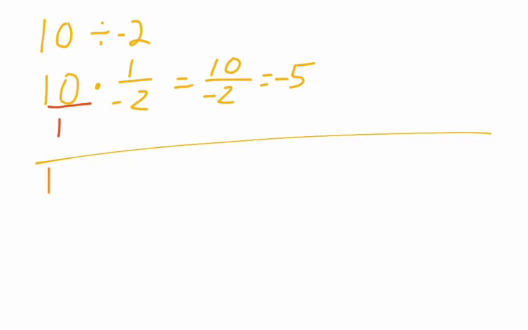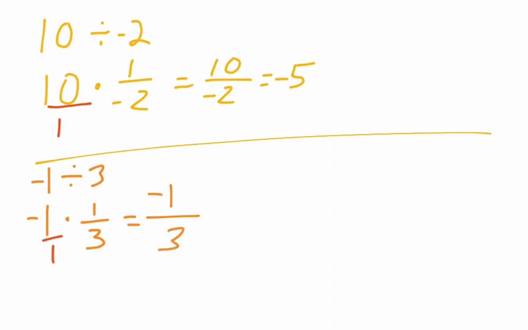So this next one is -1 divided by 3. And so this would be -1 times the reciprocal of 3, which is 1/3. And then we would multiply going straight across. So -1 times 1 is -1, and 1 times 3 is 3.